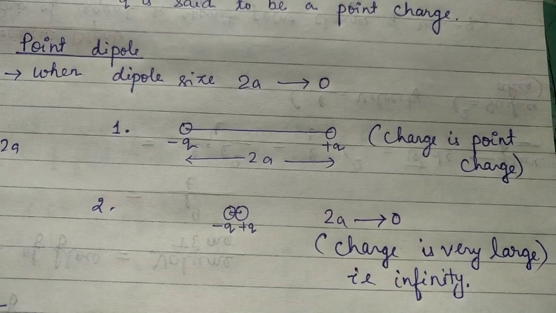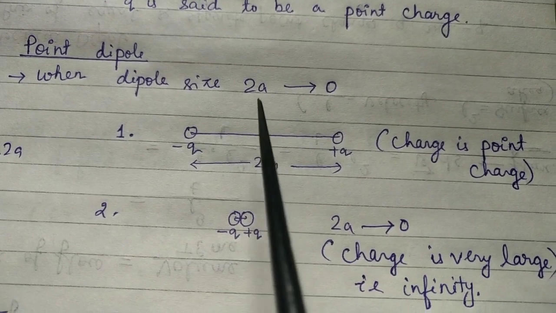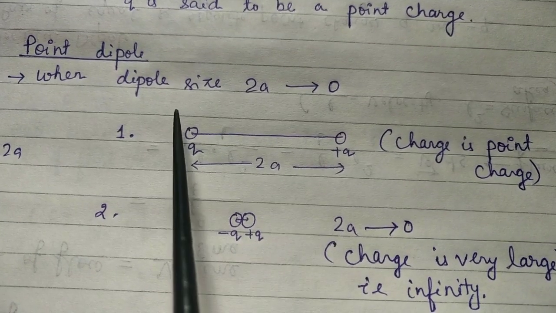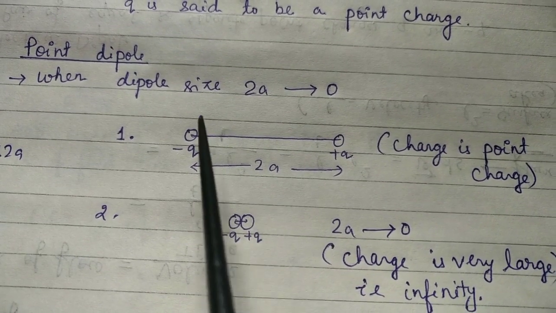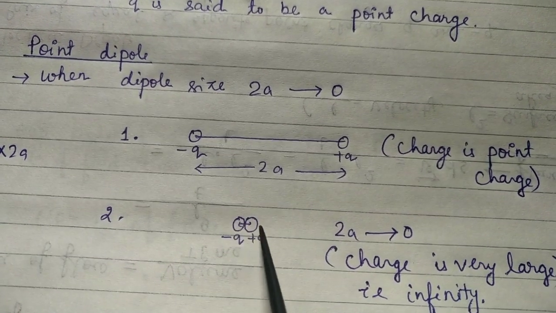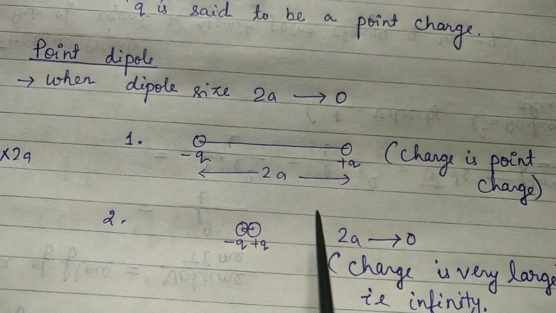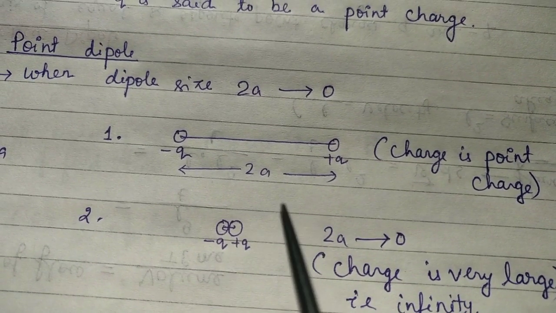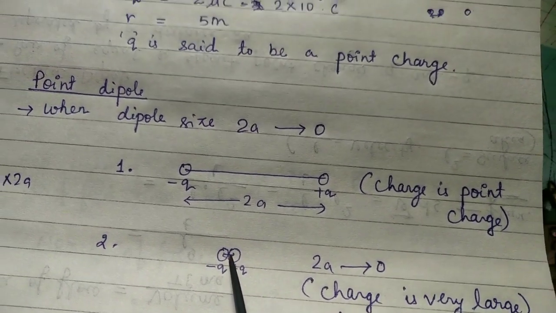Charge will be large. Why will charge be large? See the dimension, or we can say the value of charge in the first case and second case is the same. If I have taken 5 microcoulomb here, here also I have taken 5 microcoulomb. I have not changed the magnitude of the charge, but what happens when they are very close to each other? It appears as if the charge is very large compared to the distance between the two charges. This is a relative term.